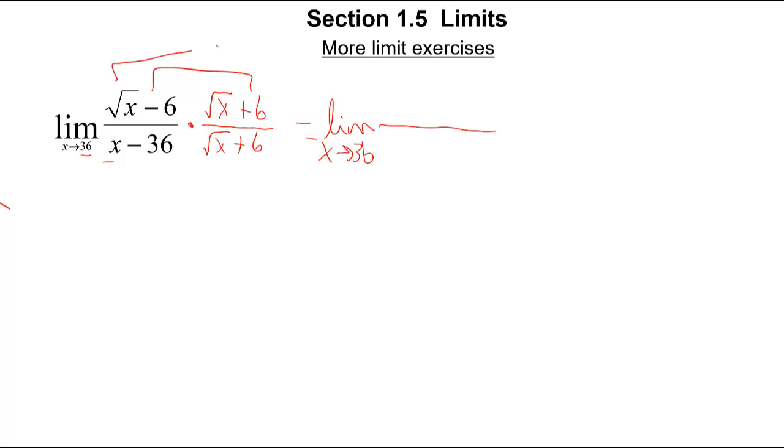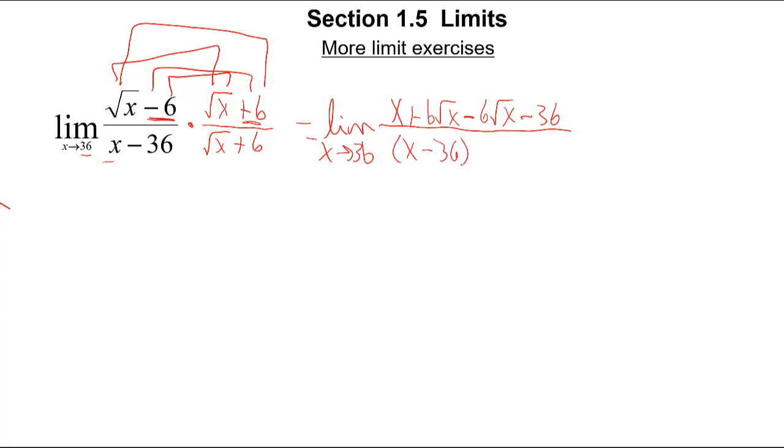So the first is the square root of x times the square root of x, which is the square root of x squared, which is just x. Then the outer is going to be a 6 times the square root of x. The inner is going to be a minus 6 times the square root of x. And then the last is going to be the minus 6 times the plus 6, which is minus 36. And down bottom, I'm not going to try to multiply that out. I'm just going to write it as a product. You don't really need to multiply it out.